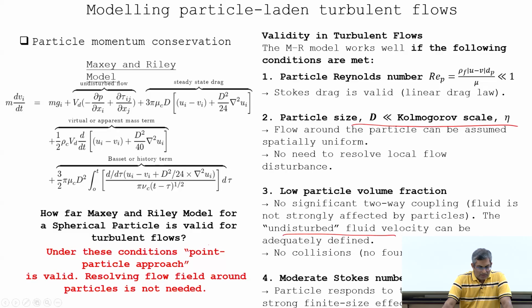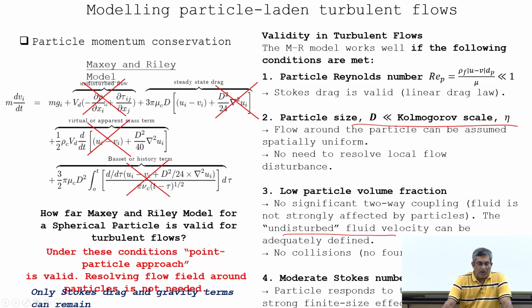Now in this case, what happens? All these terms basically drop out because they are negligible. So we are left with basically the Stokes drag term and the gravitational term. So this is the advantage of the point particle approach, for which we can directly use the Maxey-Riley model.